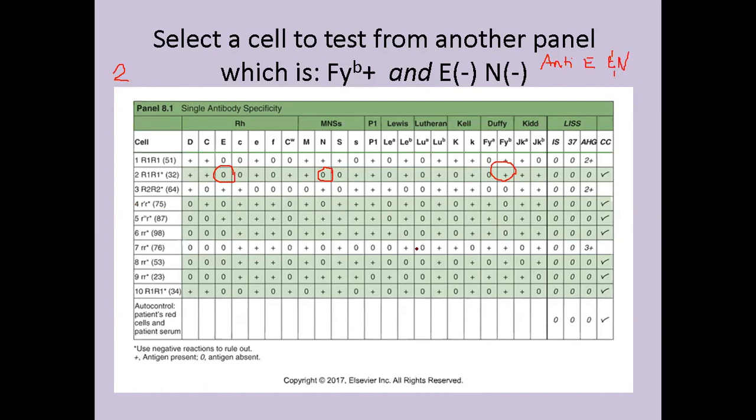Okay, we have Duffy B, there is no N, and there's no E, so it looks like we could use cell 7. So let me circle it so you see it. Negative for E, negative for N, and Duffy B is there. So we can absolutely use 7. And it looks like these last 3, 8, 9, and 10 have the Duffy B antigen, so let's see if any of those could be used. Okay, so cell 8, no N, no E. Use that one.